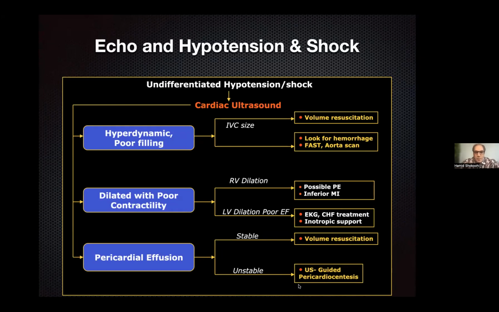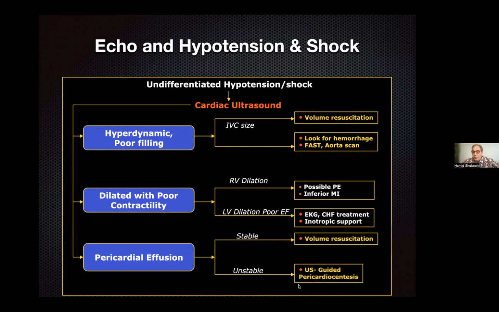If you see hyperdynamic and poor filling, we already know this patient either has hemorrhage as a result of dehydration, or has sepsis. If you see dilated and poor contractility, you look at whether the LV is affected. Does the patient have an MI, or a CHF as a result of an exacerbation? If the RV is dilated, you're looking obviously for two reasons.